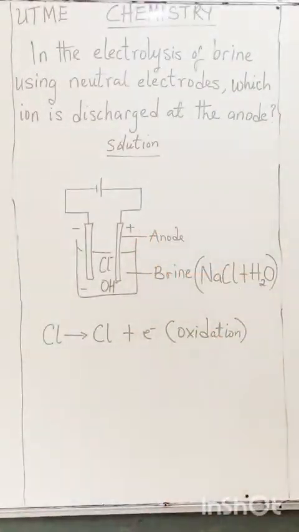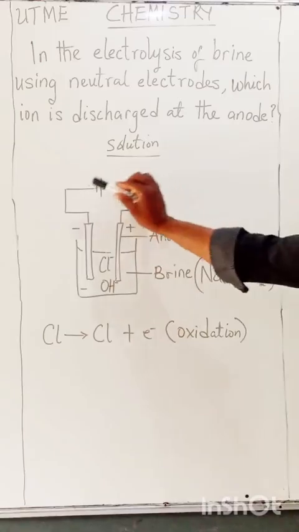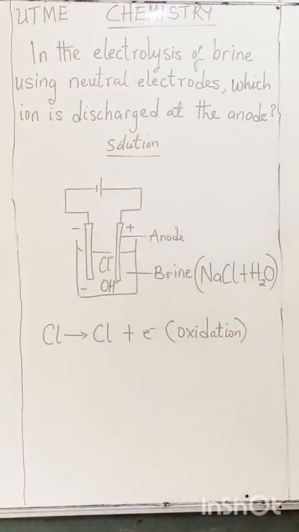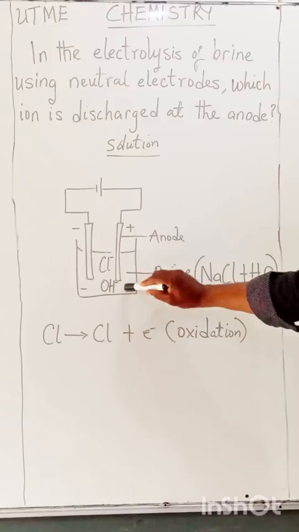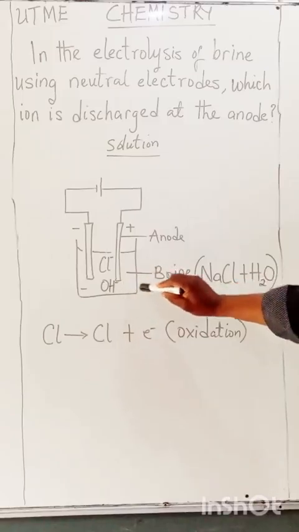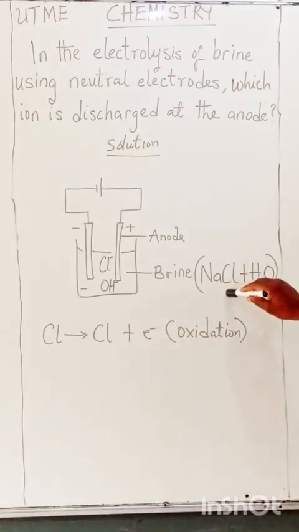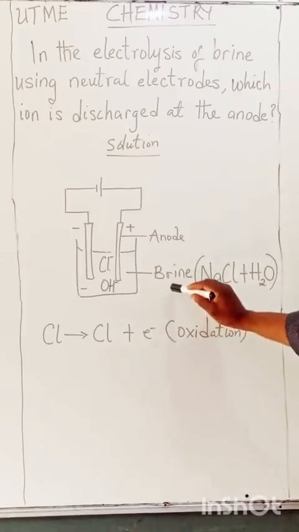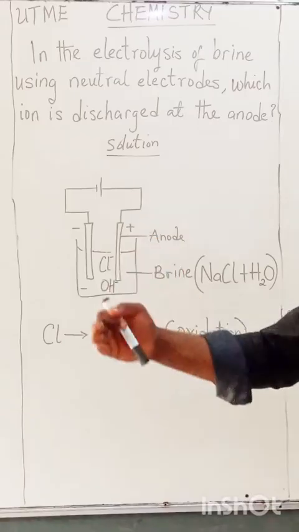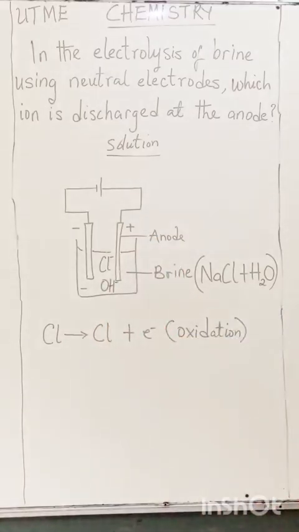On the board, the solution is presented. We have an electrolytic cell arranged. The electrolyte here is the brine, and brine contains NaCl and H2O. The NaCl is in large quantity. That's why we call it concentrated solution of sodium chloride. Concentrated means we have more of the solute and less of the solvent.